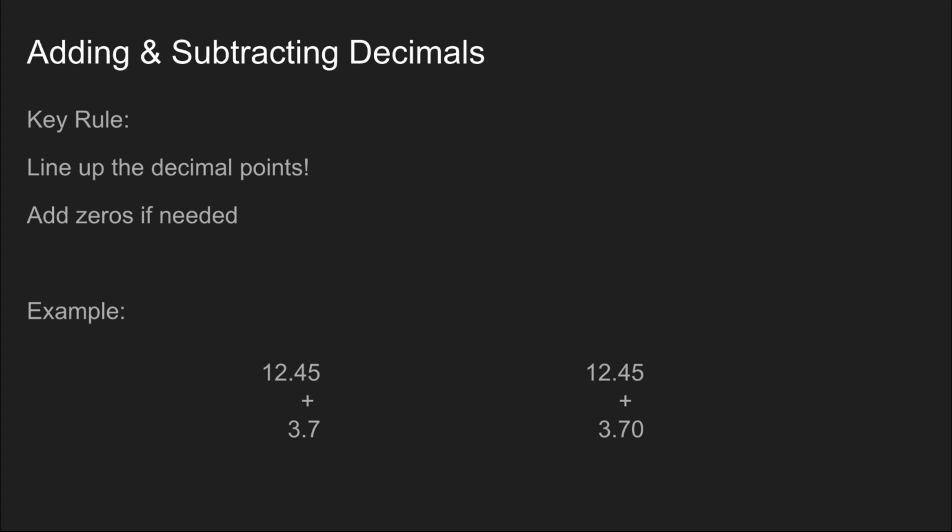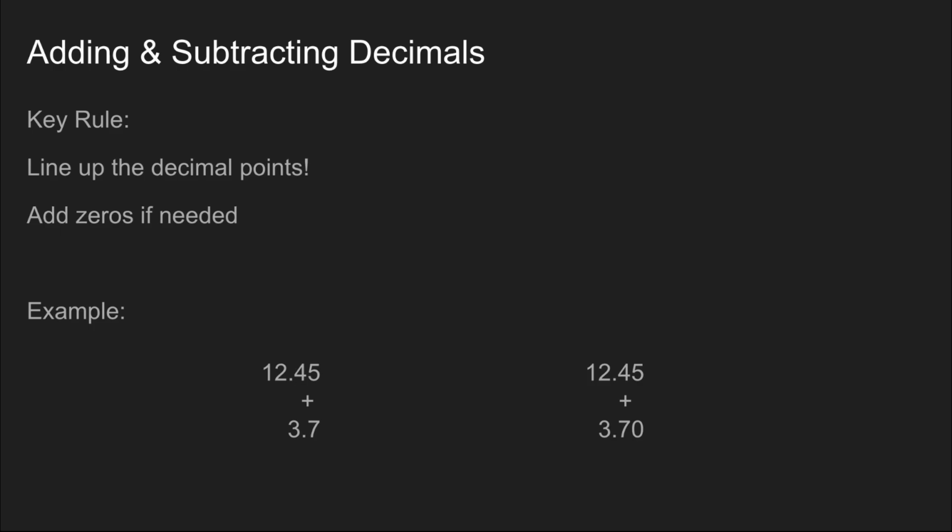Starting with addition, 12.47 plus 3.7. So that's the problem. But what are the key rules? To line up the decimal points and to add zeros if needed. So in this case, we're lining up the decimal points, and we're adding a zero at the end of 3.7. 3.70 is the same thing as 3.7.